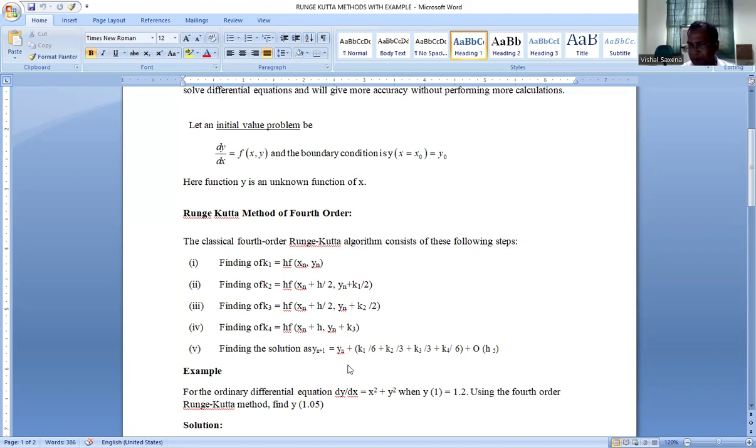So this is again, I'm just telling this one here: y_n plus k1 by 6 plus k2 by 3 plus k3 by 3 plus k4 by 6. Sometimes it is written in a different manner. So y_{n+1} is equal to y_n plus 1 by 6, then k1 plus twice of k2 plus twice of k3 plus k4. So these are the two different ways to write this formula, plus order of h^5.